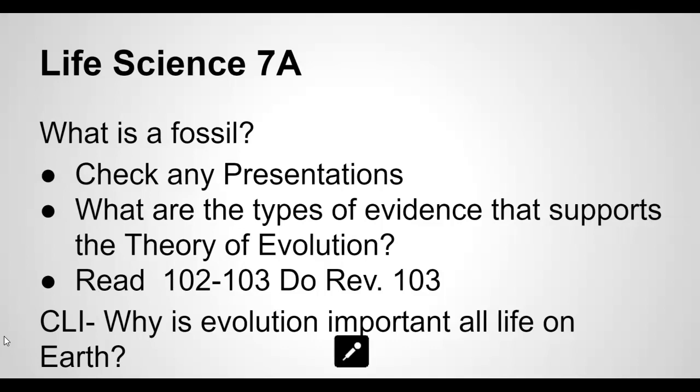We are going into the third section of chapter 4 on types of evidence of evolution. Your warm-up question is, what is a fossil? A fossil is the preserved remains of an organism in the earth, whether it's ice, sedimentary rock, or amber.